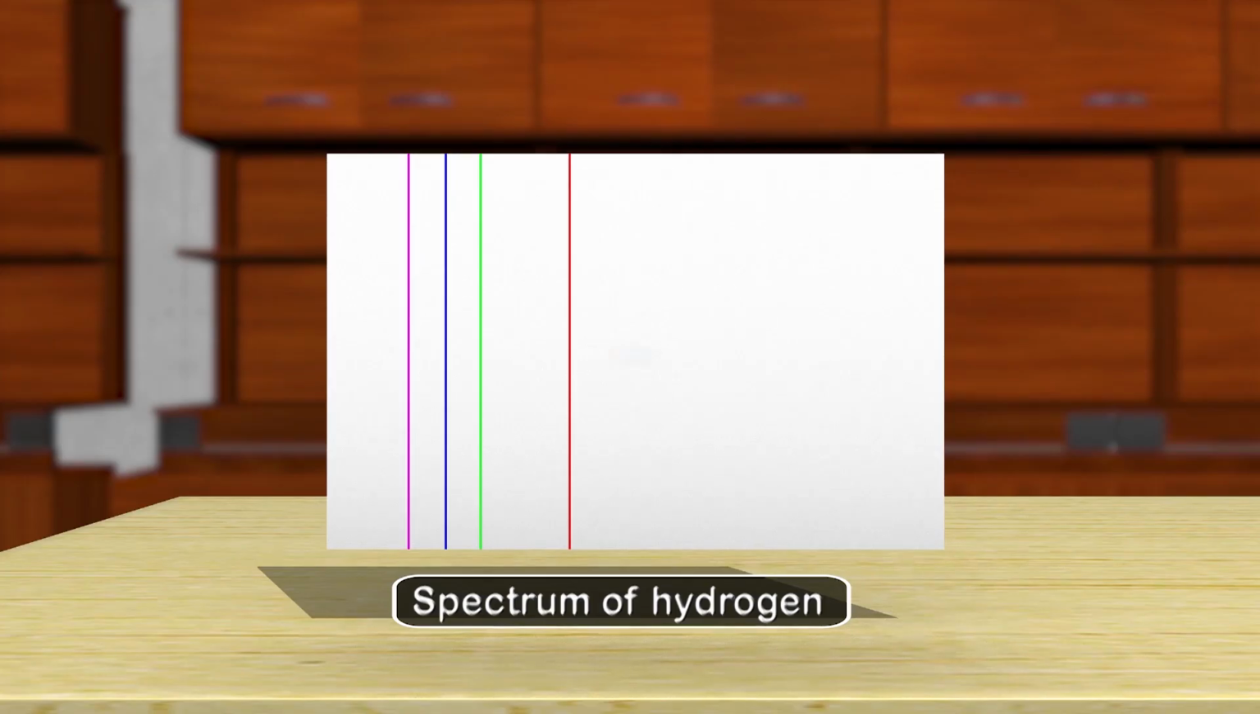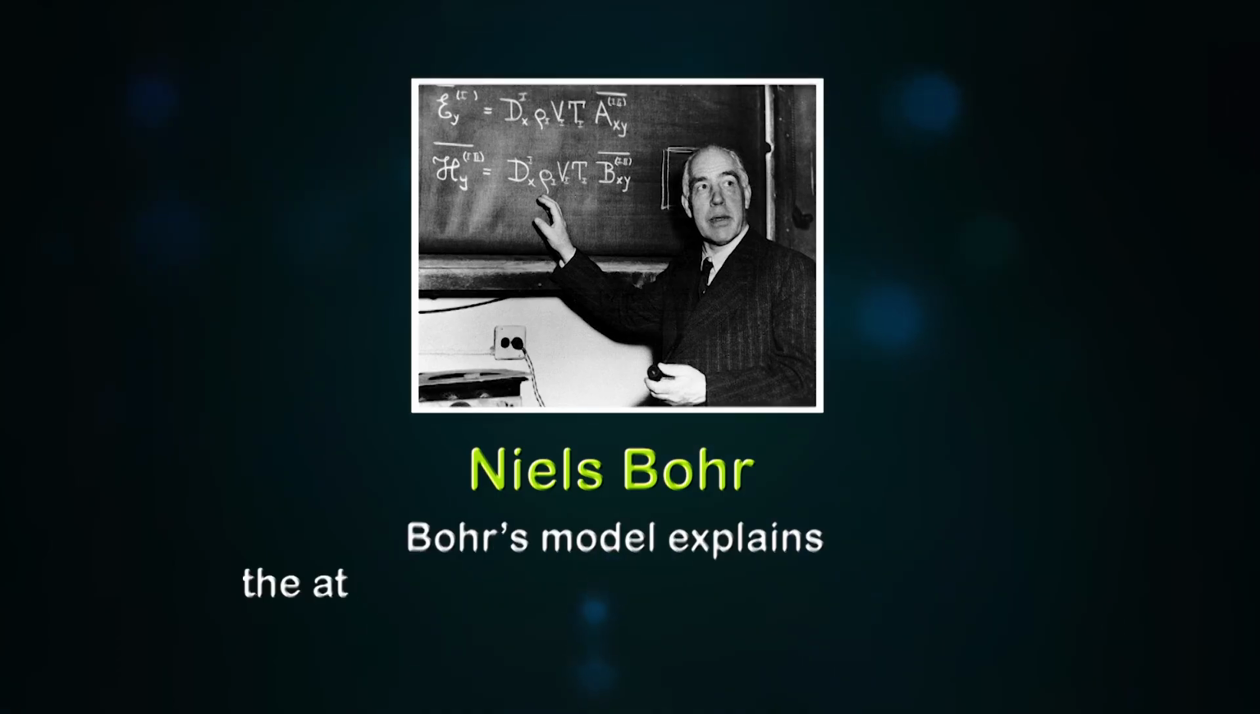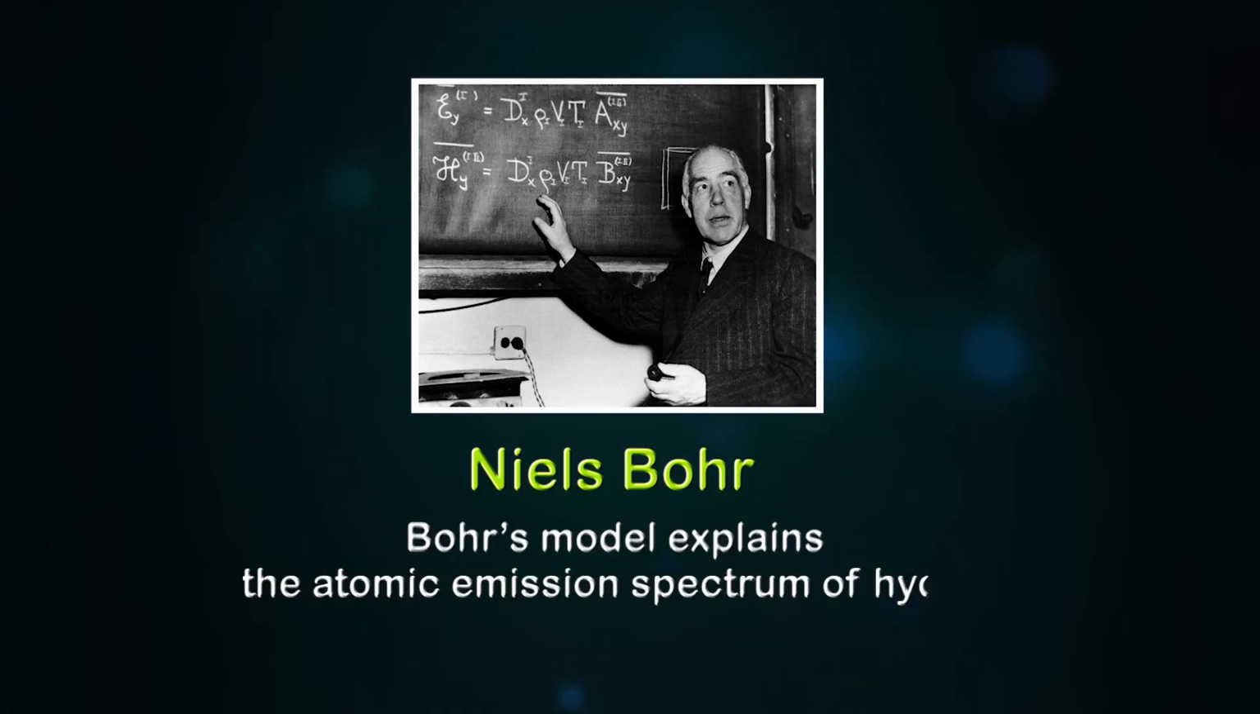The spectrum observed consists of 4 individual lines with well-defined wavelengths. Experiments have shown that the wavelengths of lines were characteristic of the chemical element emitting the light. Bohr's model explains the atomic emission spectrum of hydrogen.